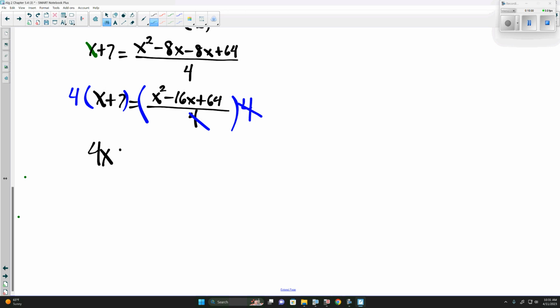Because on the left-hand side, 4 times x is 4x. 4 times 7 is 28. On the right-hand side, we have x squared minus 16x plus 64.